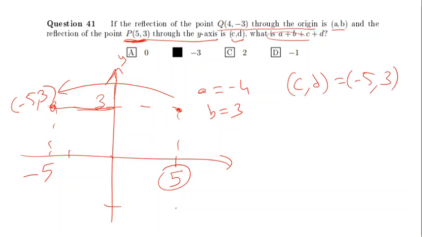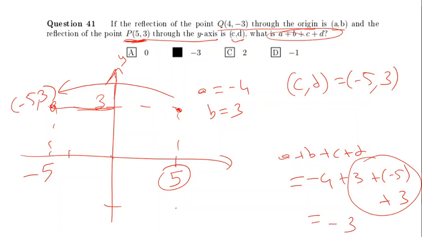Now a plus b plus c plus d will be equal to -4 plus 3 plus -5 plus 3, and it will give you -3.